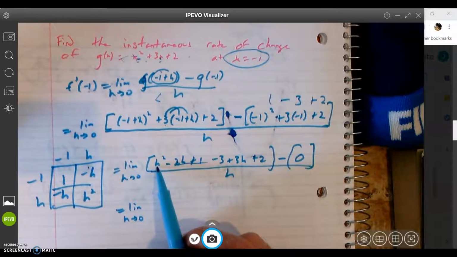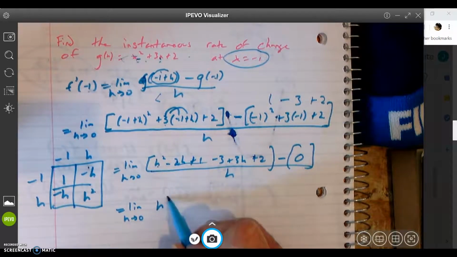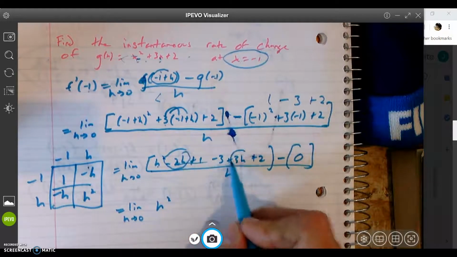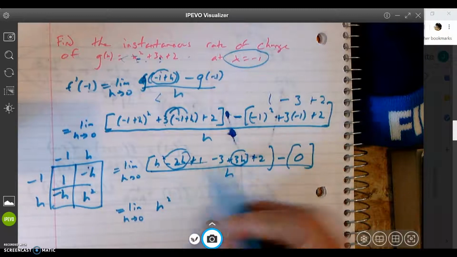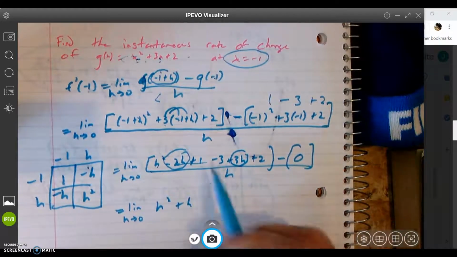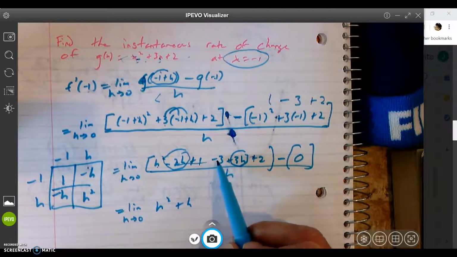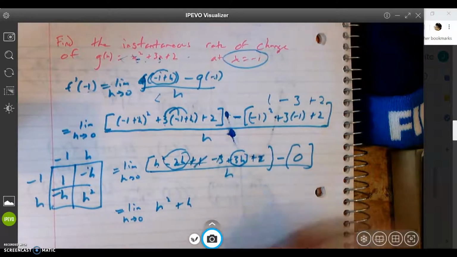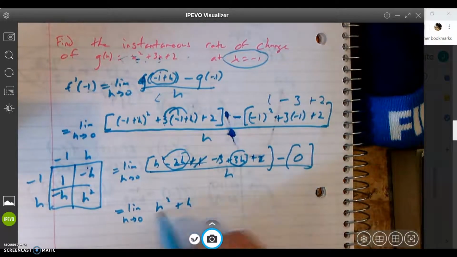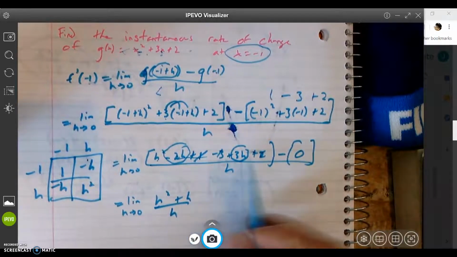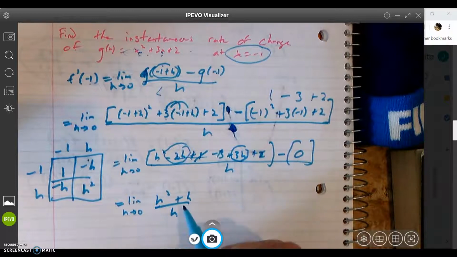So we got h squared, combining like terms. I have negative 2h and 3h right there, so negative 2h and 3h is just h. And then I have 1 minus 3, which is negative 2, plus 2 is 0. So all this equals 0 over h. Don't forget that denominator, over h. So you simplified all the numerator, boom, we got this.